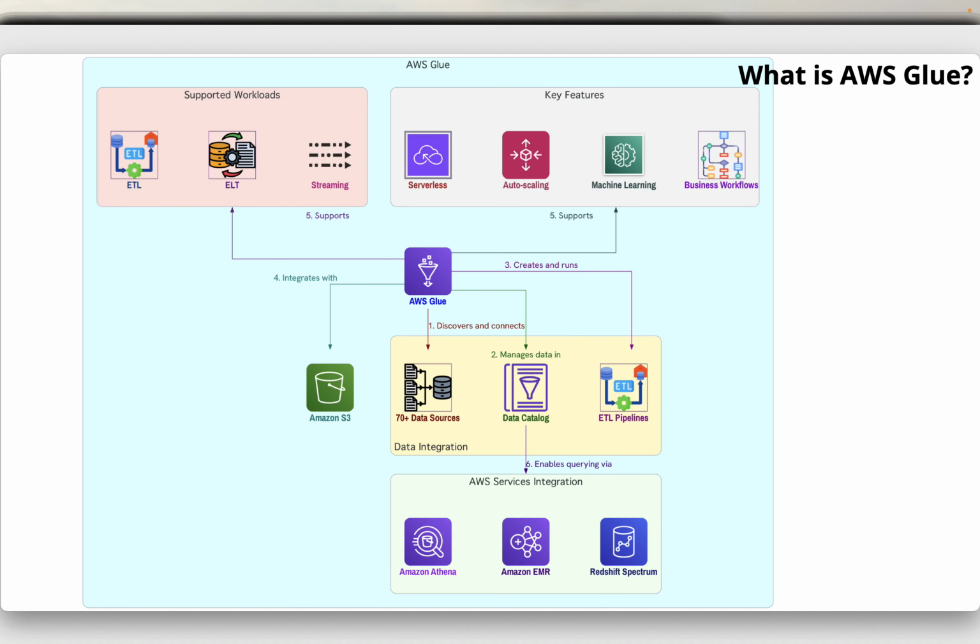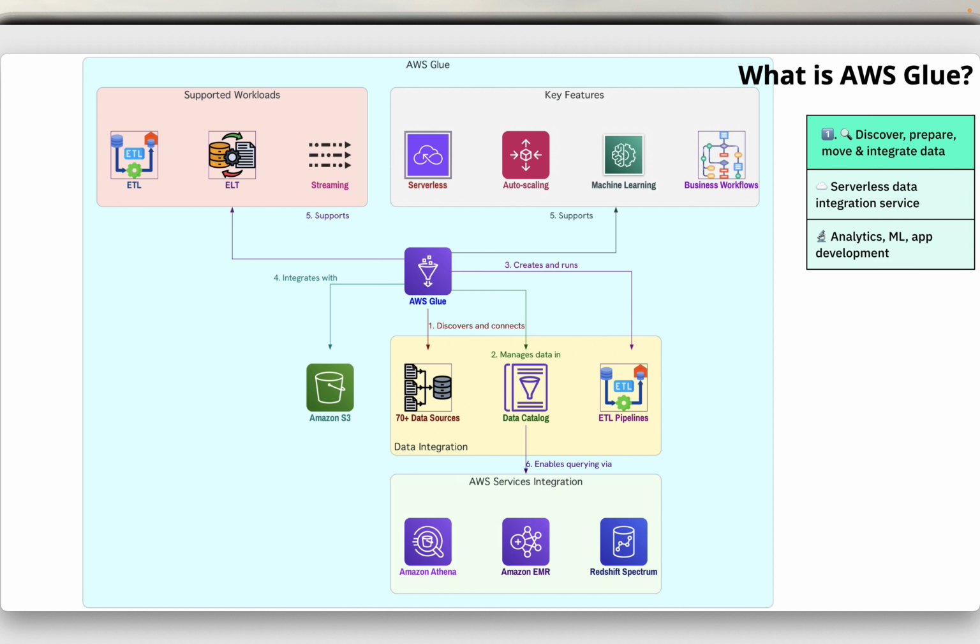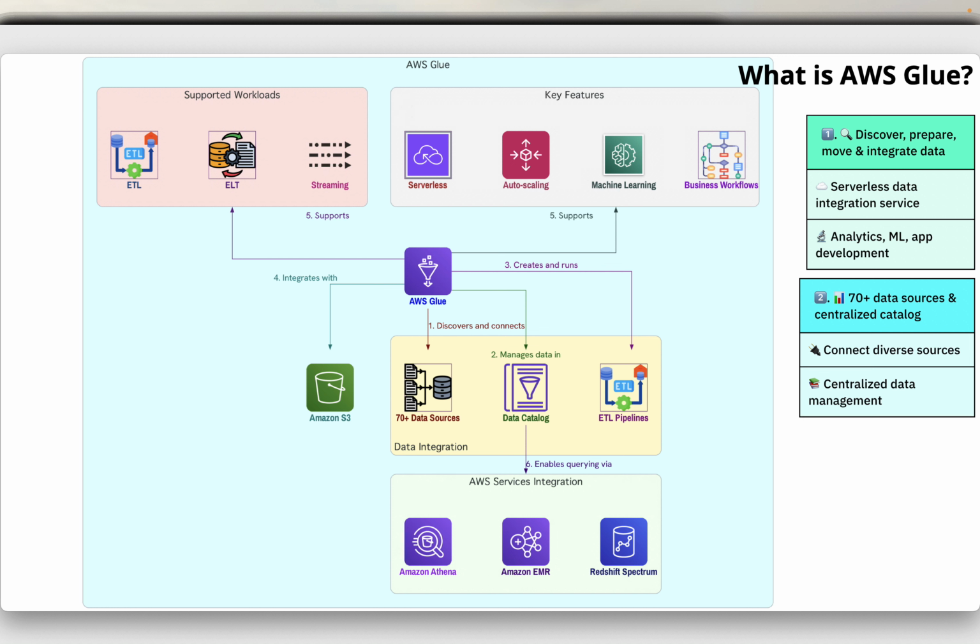So what is AWS Glue? AWS Glue is a serverless data integration service that simplifies the process of discovering, preparing, moving, and integrating data from multiple sources. It is designed for analytics, machine learning, and application development tasks. With AWS Glue, you can connect to more than 70 diverse data sources and manage all your data in a centralized data catalog. This centralization makes it easier to keep track of and utilize your data assets.